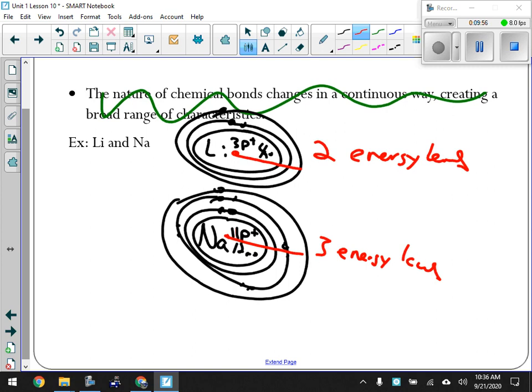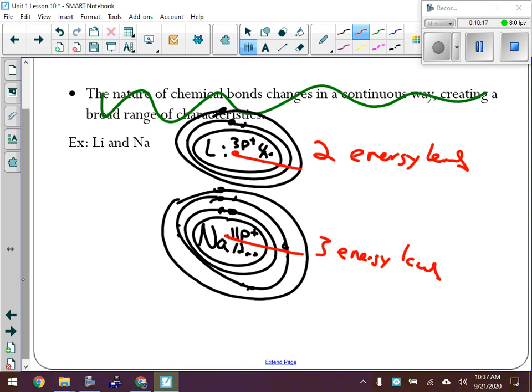Okay. So having 3 energy levels, that's just bigger, right? We've got to go an extra energy level to get to the other electron there. It was different before because they were both 2 energy levels, and then we had more protons and electrons. This one has 2 and then 3, so the 3, of course, is a larger atom. There's no doubt about that, okay?